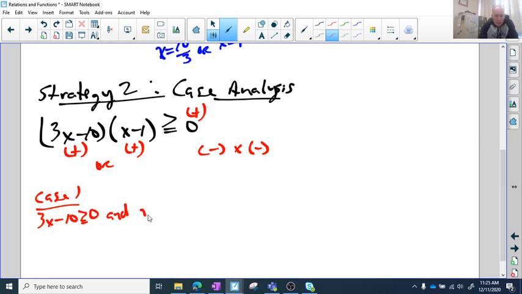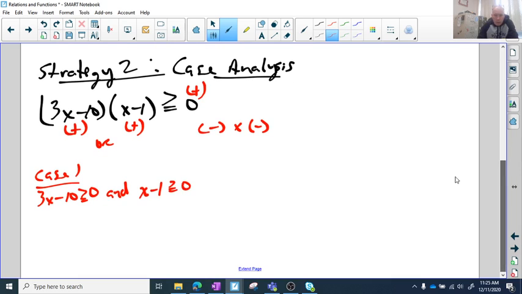And the second bracket, x minus 1, is also bigger than or equal to 0. So then you just figure out, well, what x values will make this happen? Well, 3x would have to be bigger than or equal to 10. X would have to be bigger than or equal to 10/3. X would have to be bigger than or equal to 1.